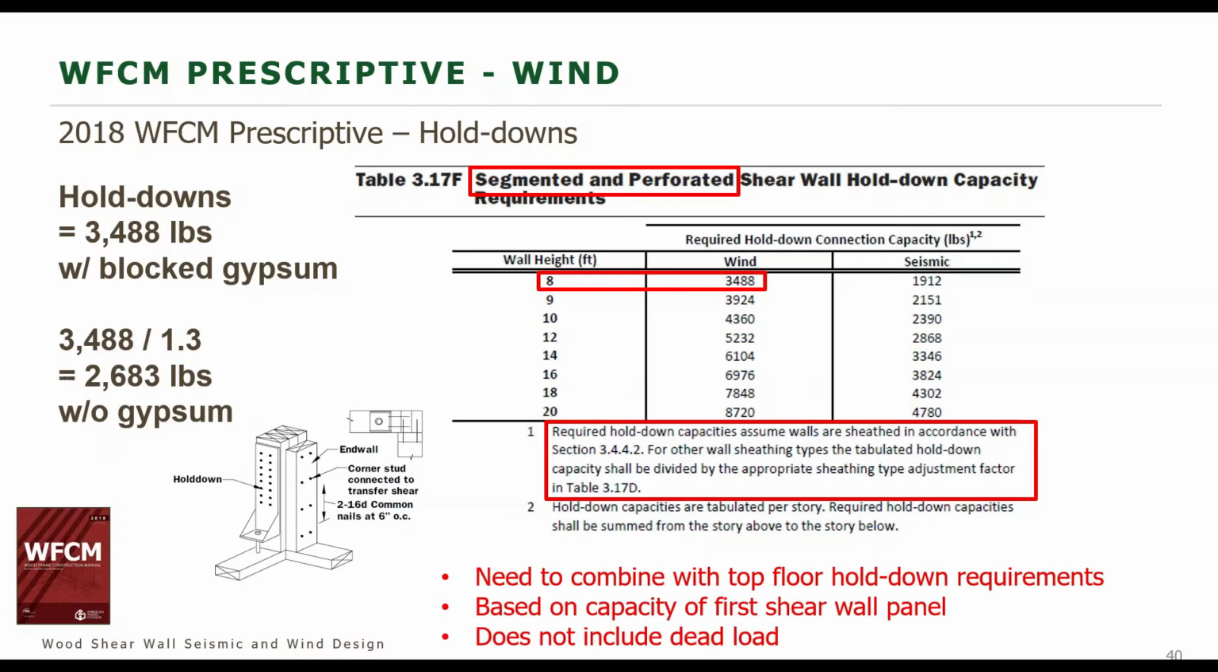Bearing in mind that this is a first floor shear wall capacity requirement, we would need to combine this with any top floor hold down requirements that we calculate for the second floor of the structure. And again, this is based on the capacity of the first shear wall panel. So that's why it doesn't matter if it's a segmented approach, doesn't matter if it's a perforated approach. It's based on the actual physical capacity of that wall panel. For chapter 3, for the prescriptive chapter, we don't include any sort of dead load offset.